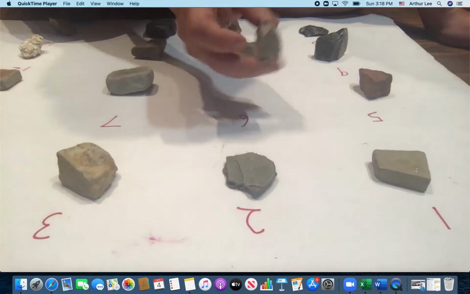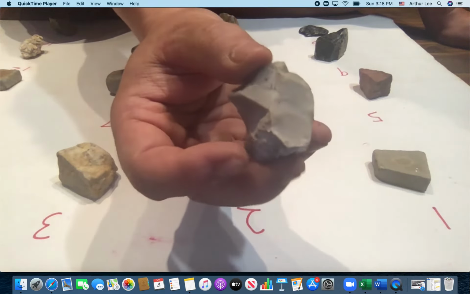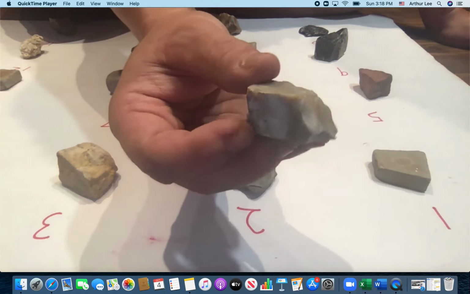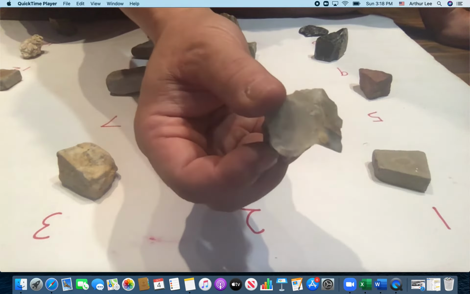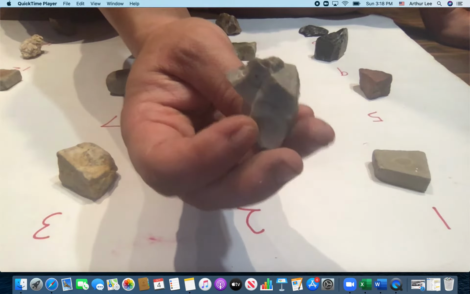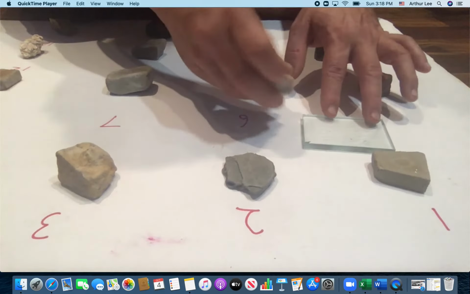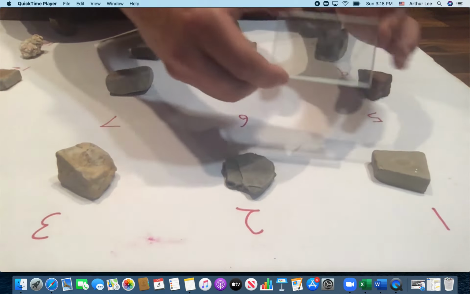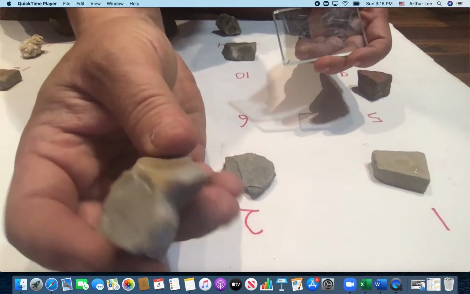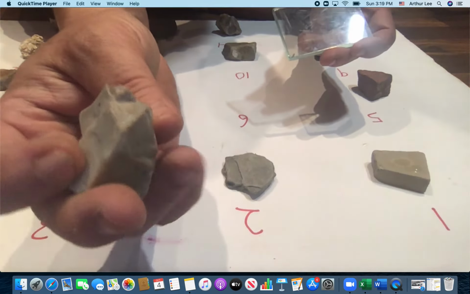Sample number six. I'll give you a little hint for sample number six. It scratches glass. It's a very sharp rock.